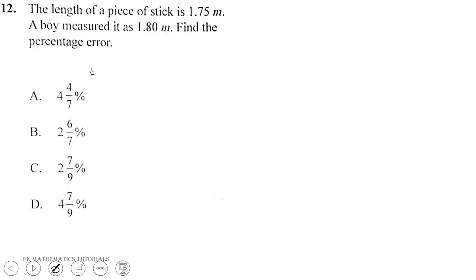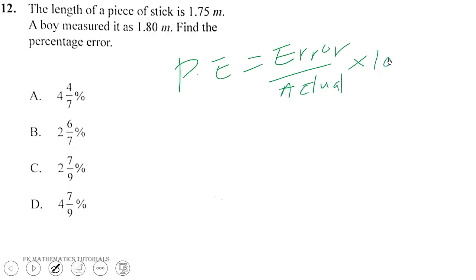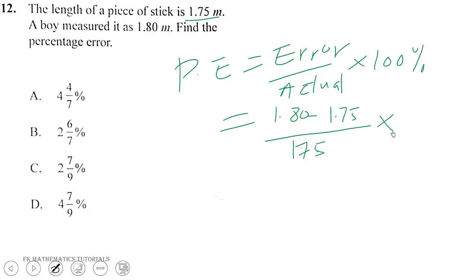The length of a piece of stick is 1.75 meters. A boy measured it as 1.80 meters. Find the percentage error. So percentage error will be equal to error over actual length times 100%. So the error here will be the difference, which is 1.80 minus 1.75 over the actual length. So the actual length is 1.75 meters, 1.75 meters times 100%.